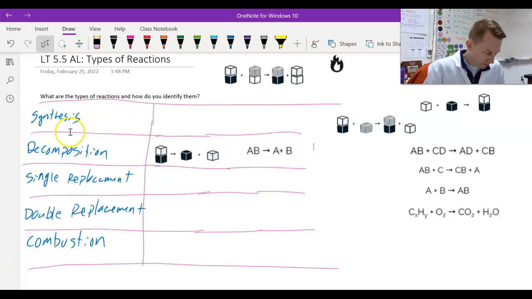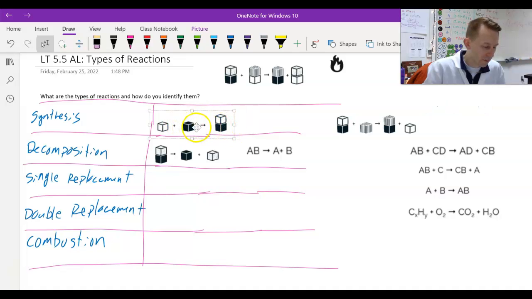And then synthesis is just the opposite of decomposition. So it's two things coming together to make one bigger thing. See how that's opposite? So two become one. And then over here, the generic equation is this. So again, I'm not going to keep saying this, but pause as you need to write this stuff down in your notes. Okay. Then single replacement and double replacement.